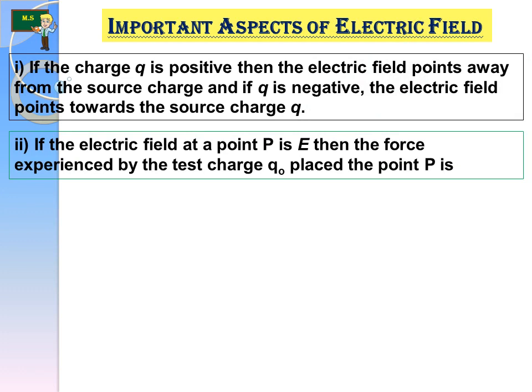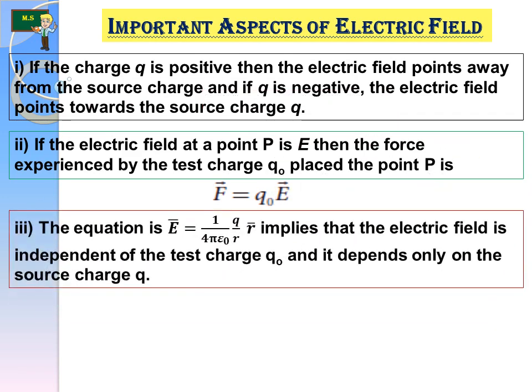Second point, if the electric field at a point P is E, then the force experienced by the test charge Q naught, which is from the outer space, placed at the point P, that means from a distance, is F equal to Q naught into E. The equation E is equal to 1 by 4 pi epsilon 0 Q by R square into R cap implies that the electric field is independent of the test charge Q naught, and it depends only on the source charge Q.